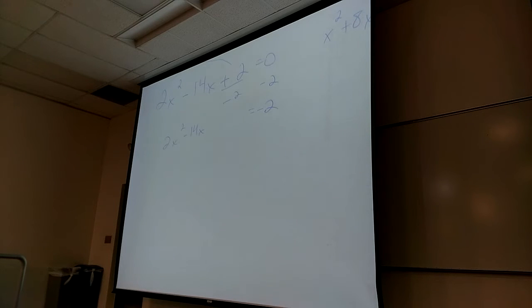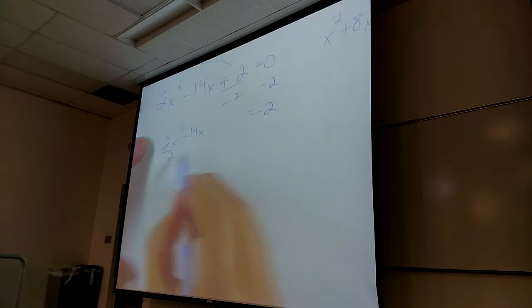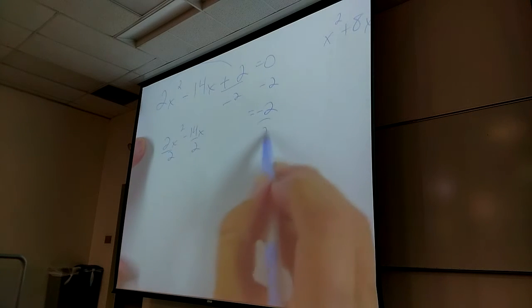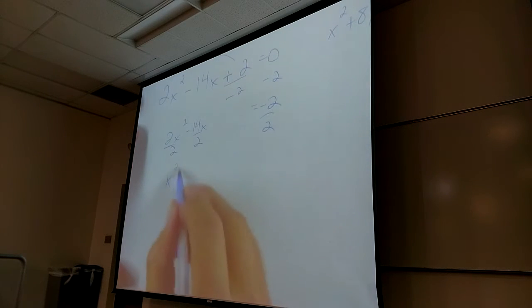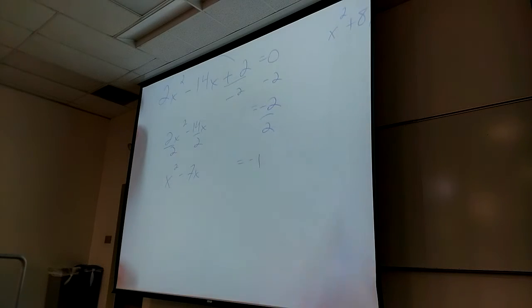Even if that 2 was a 3, I would divide by it. I'd make a bunch of fractions. I'd cry a little bit, but too bad. The process needs a 1 here. So divide everything by 2. Now I've got plenty of room to work with.